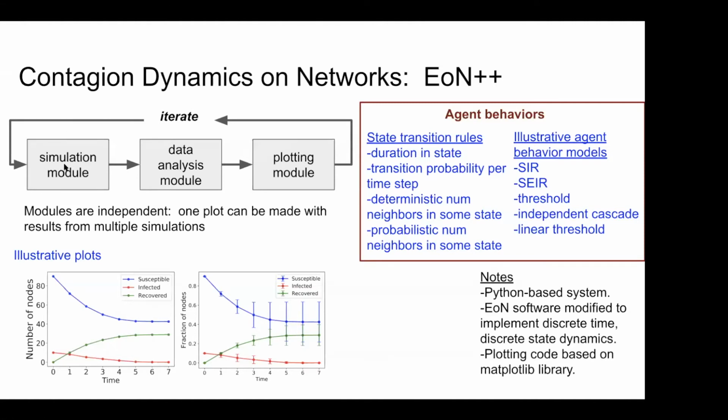And so we've put together a small system here where the simulation model consists of the EoN code that we modified. Then we have a data analysis code that takes the simulation output and puts it in forms for plotting. And then we have a plotting module where the users can generate publication quality plots. A couple of examples are shown down here in the lower left.